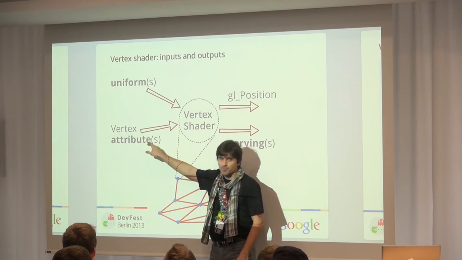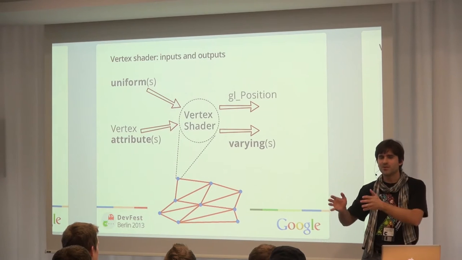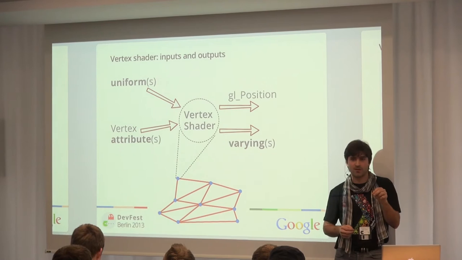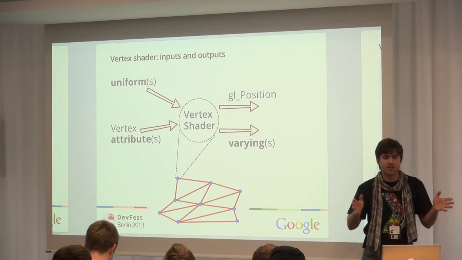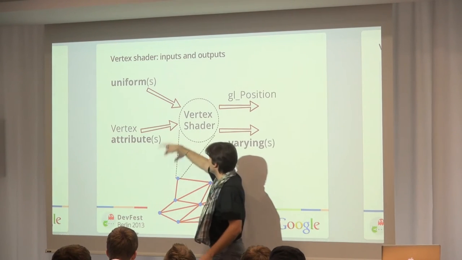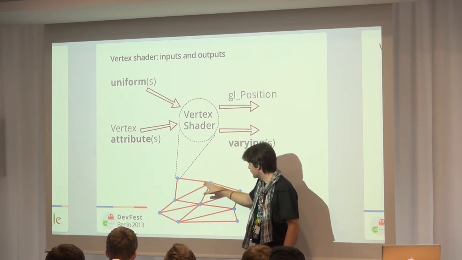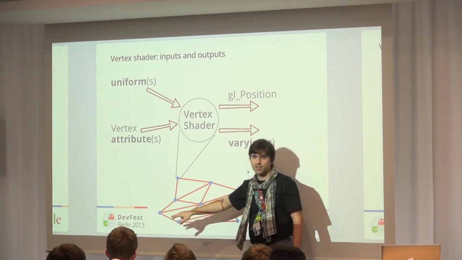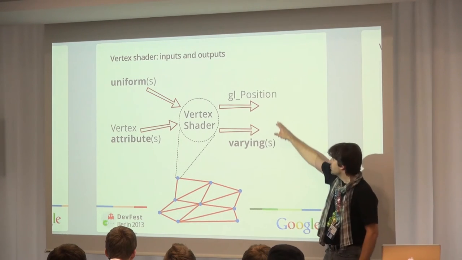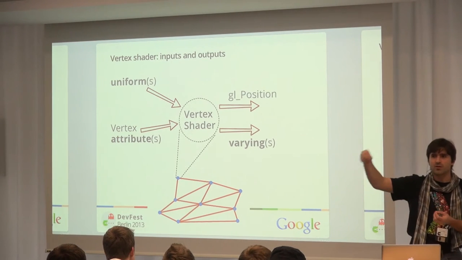Then you have attributes. Attributes are constant in the frame, but they vary per vertice. So typically that's the position of a vertice. The position of a vertice is an attribute. So this is per vertice. That's what you get as an input. This is your code, okay? It's applied for each vertice in your mesh. And the goal of the vertex shader is to compute this built-in variable, GL position, which is the end position of your vertex.